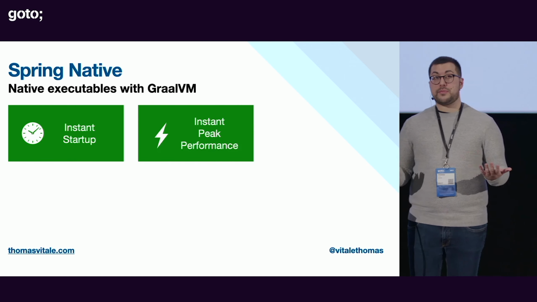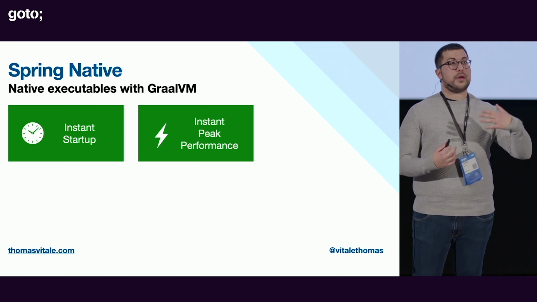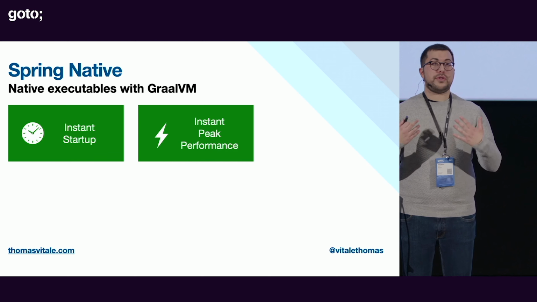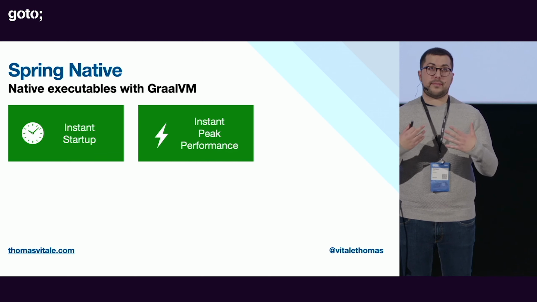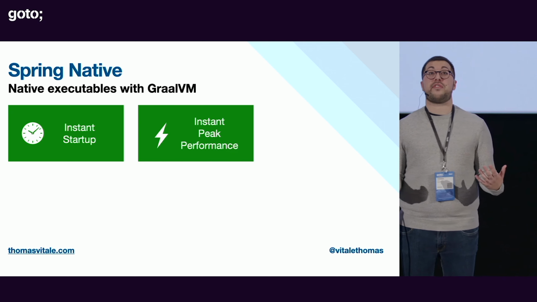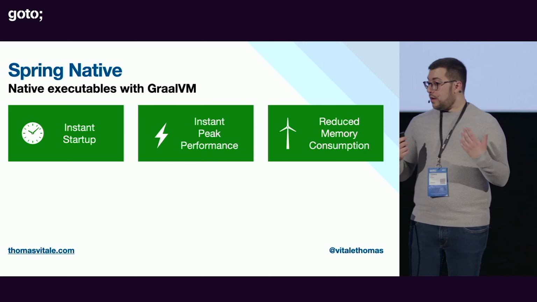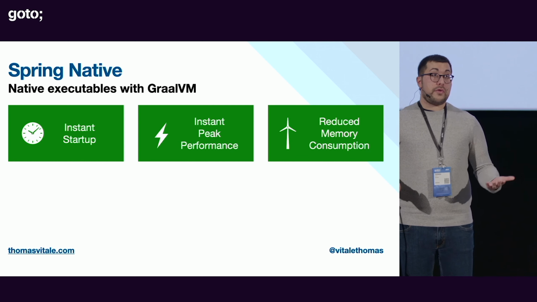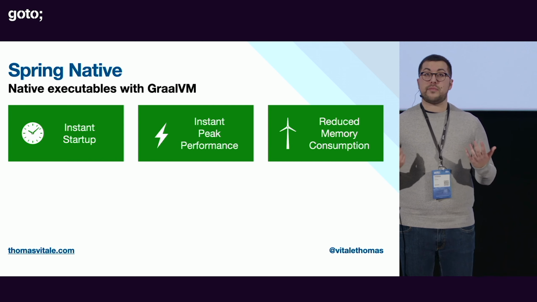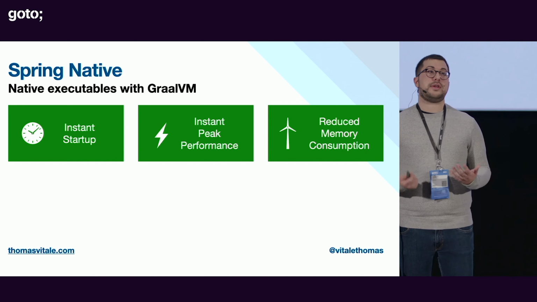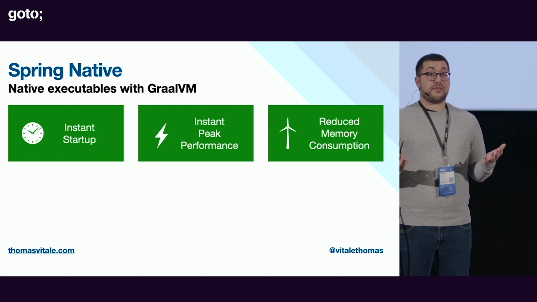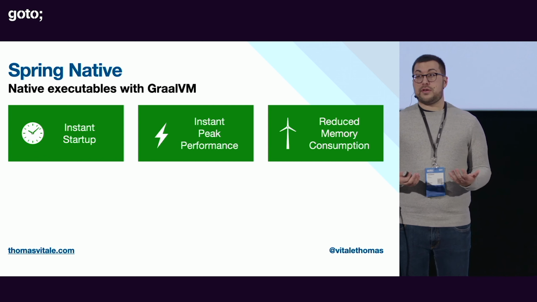We also get instant peak performance because the JVM, when we run an application, will need to do a lot of computation at startup dynamically. We don't do that with a native executable. So we also get this instant peak performance. And we also get reduced memory consumption, which is really great. If we are deploying on a public cloud, that means that we're going to save a lot of money because we need much less memory to run applications. Of course, there's no silver bullet. It's always a matter of trade-offs.